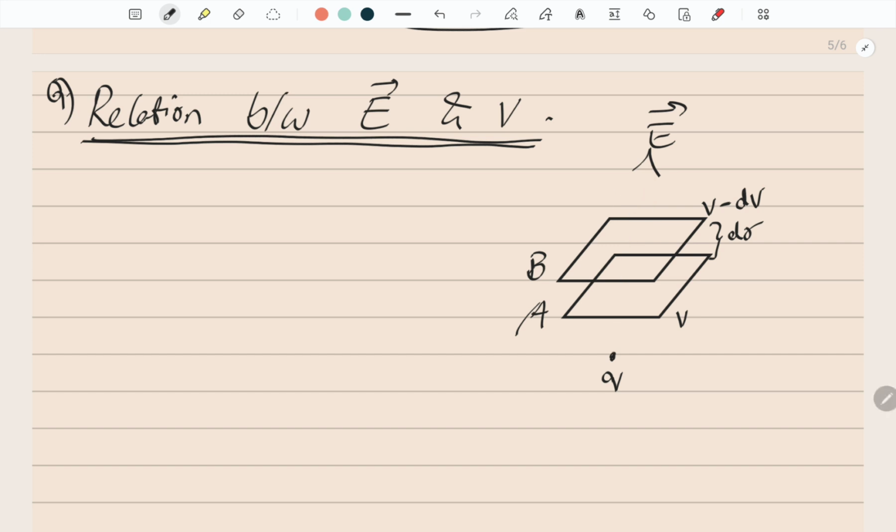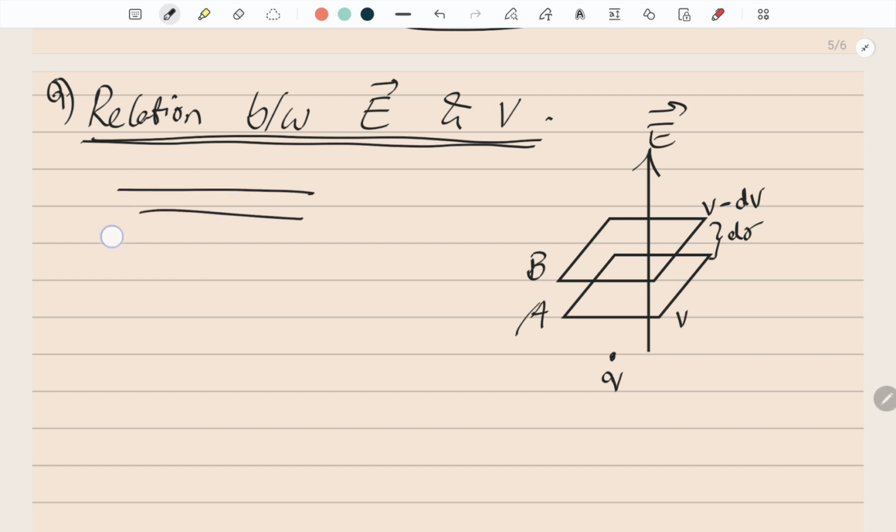I'll just redo it. In this figure, two equipotential surfaces have been taken. One potential is more than the other. The equipotential surface A is obviously closer to the charge Q and B is a little far. So obviously A will have potential V, and B will have lesser potential, so we have given V minus dV. Electric field direction is from A to B, upwards. So this is the basic.